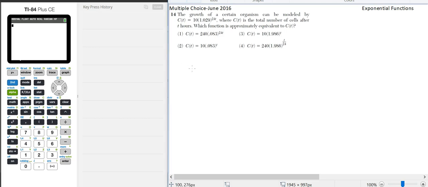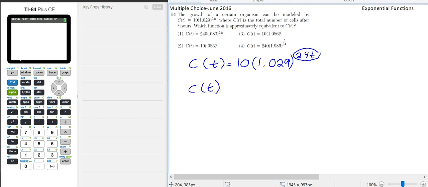Let's rewrite our equation. C of t is equal to 10 times 1.029 to the 24t. Something that you're able to do when you have exponential equations is break up this exponent and put part of it inside and part of it outside. So for example, you're allowed to rewrite C of t as 10 times 1.029 to the 24, and you're allowed to leave the t outside.